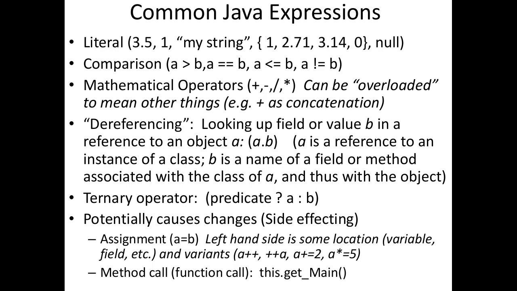So Java expressions can be very simple, like 3.2. It could be more complicated, like 3.2 plus 2, as the sum of those two. It could be more complicated yet, involving what's called the ternary operator, which tests a predicate and uses one or the other. Or it could even involve a function call.